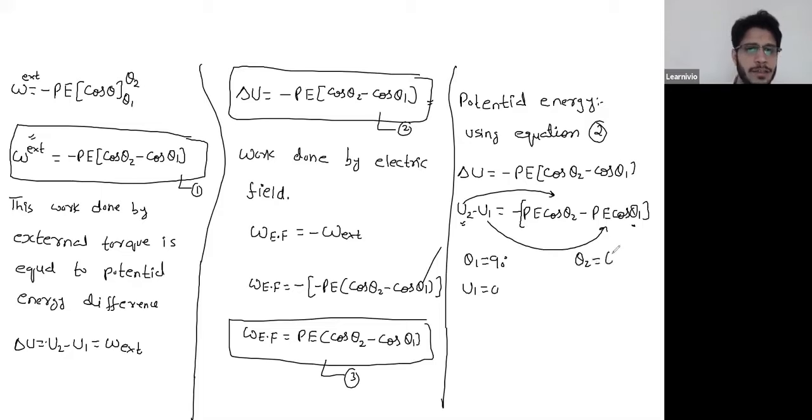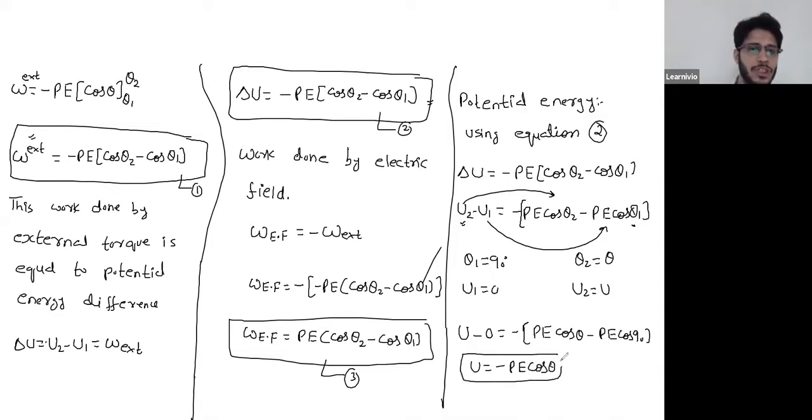Theta 2 could be any angle. And we can write U2 as U now, because if U1 is 0, there's no point in writing U2. If I make these substitutions here, you will get U minus 0 is minus of PE cos theta minus PE cos 90. Cos 90 is 0. So your potential energy is simply minus PE cos theta. This is how we calculate potential energy. That's minus of PE cos theta.